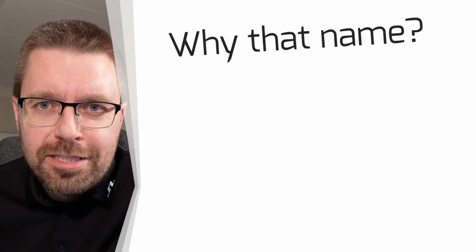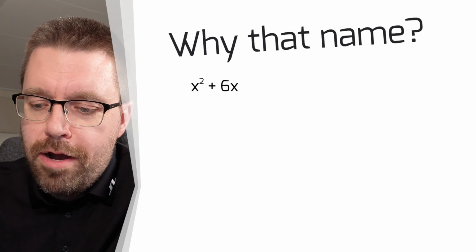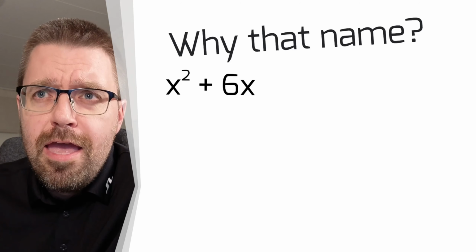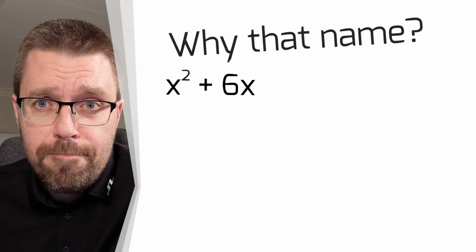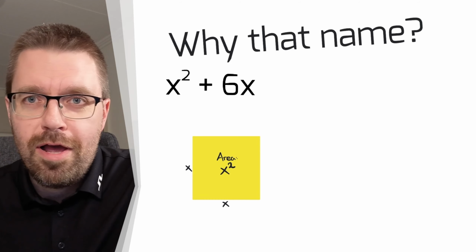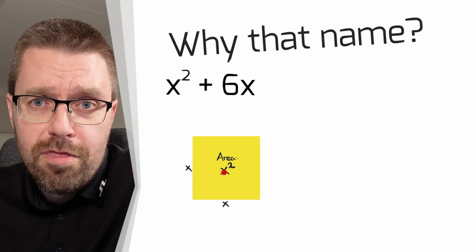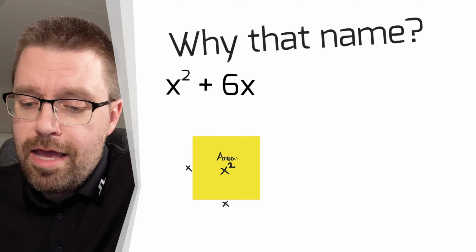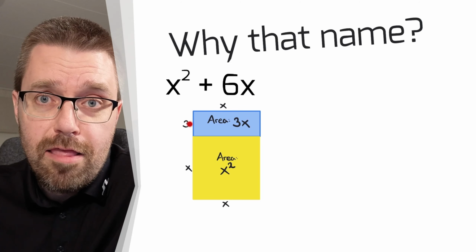But why is this method called completing the square? I go back to the first example where I had these two terms, x squared and plus 6x. If I split the 6x, I can replace it with 3x and 3x. And then I can actually draw a square. First, I draw a little square with side lengths x. So x, and the area is of course x squared. And if I split this term in two, then I can put a rectangle like this. I have the side length 3 and x.